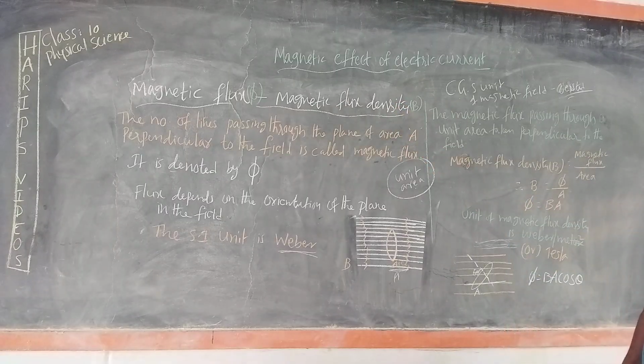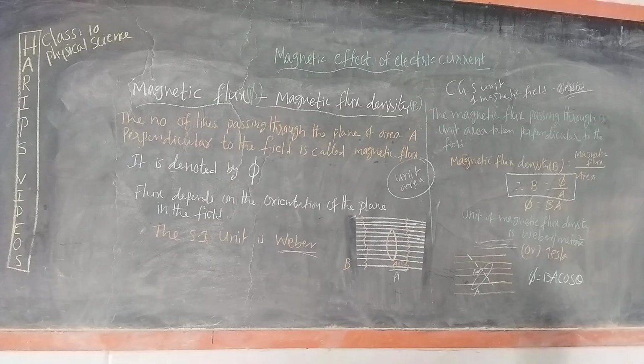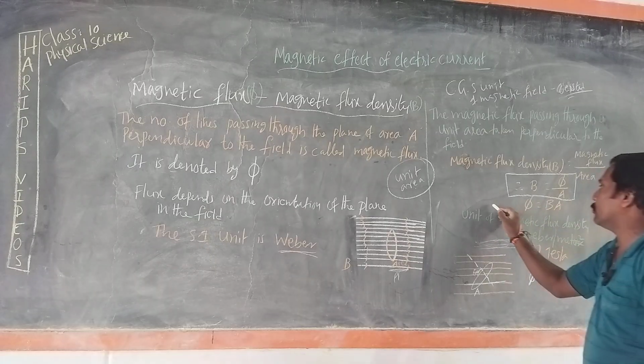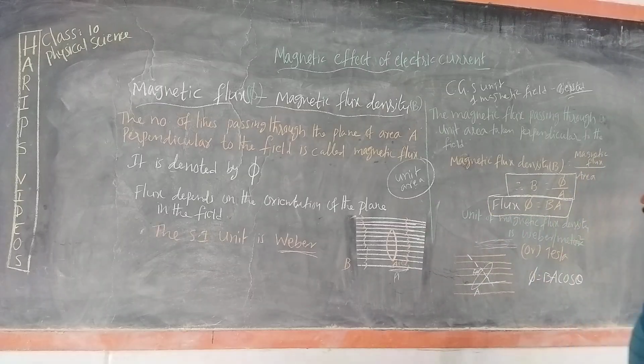Magnetic flux density B is equal to magnetic flux by area. Magnetic flux density is represented with B, magnetic flux with phi, and area with A. So B is equal to phi by A. From this, magnetic flux phi is equal to BA.